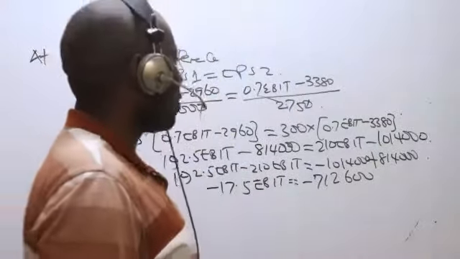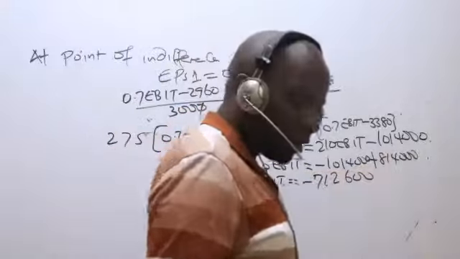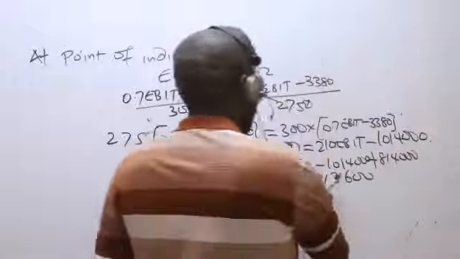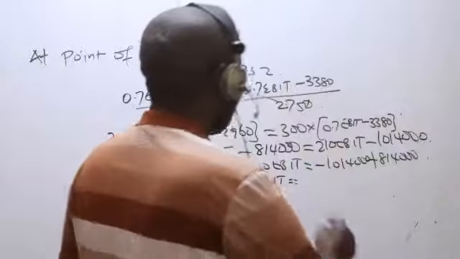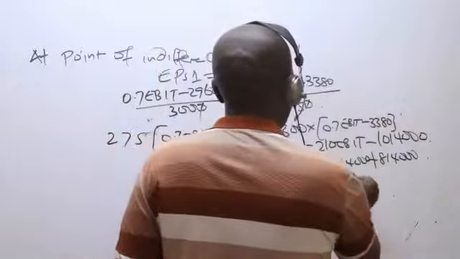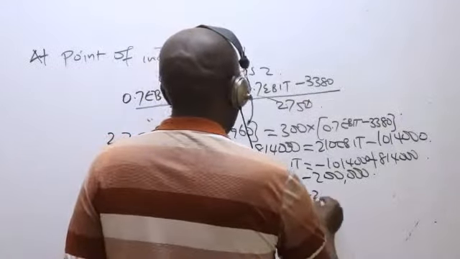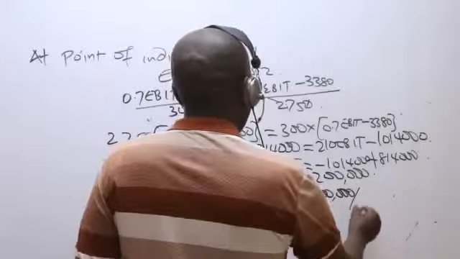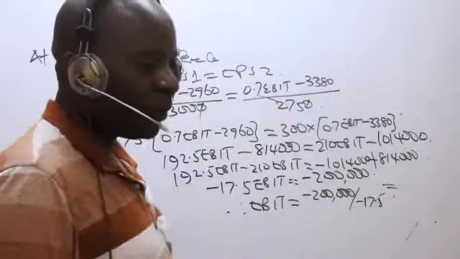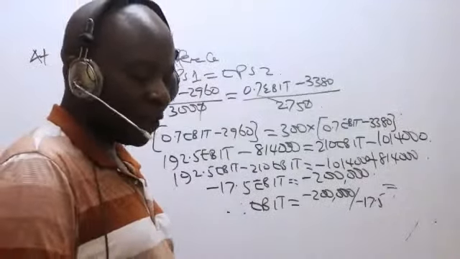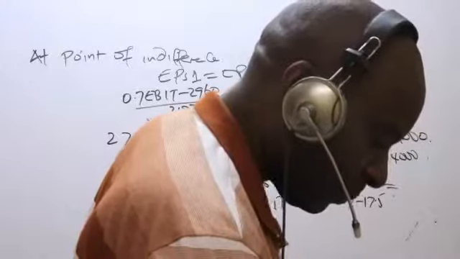Then what is minus 1014,000 plus 814,000? I'm being told that this is supposed to be minus 200,000. Therefore, EBIT will be equal to minus 200,000 divided by minus 17.5, which will end up giving me what figure, ladies and gentlemen?